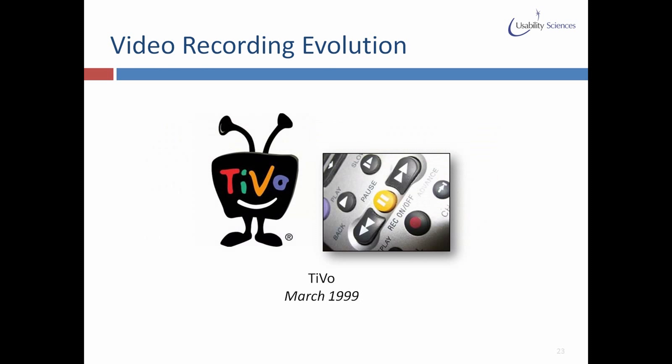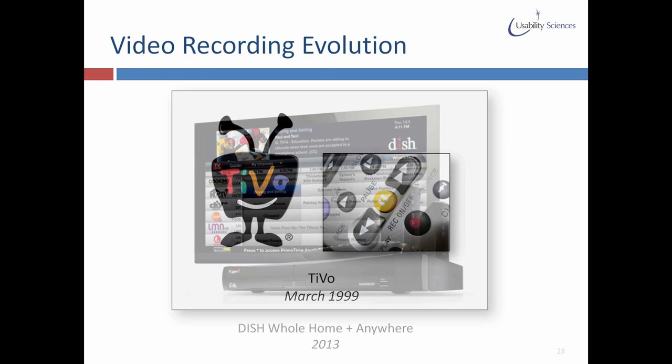Fast forward to 1999, TiVo stuns the world with its digital-based recording solution. Not only could you record your own favorite shows on TV, but you could also pause live TV. And at the time, this was as good as it got. I mean, not only could you record, but you could pause live TV.